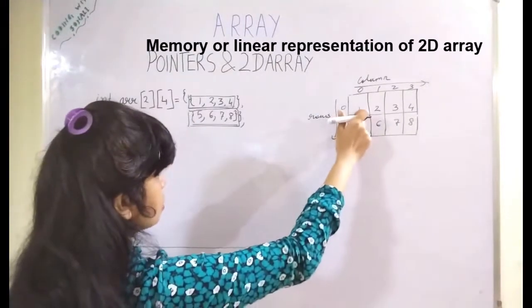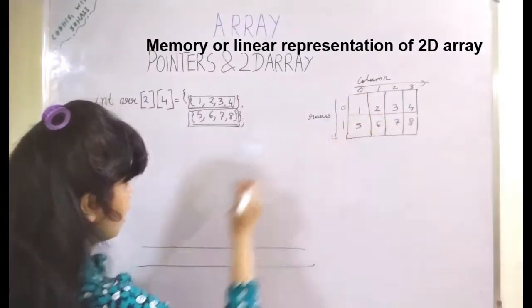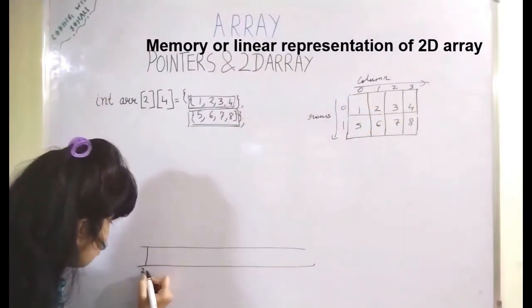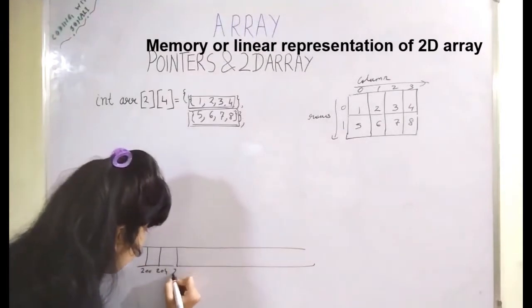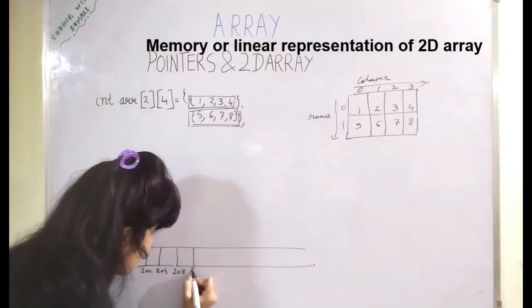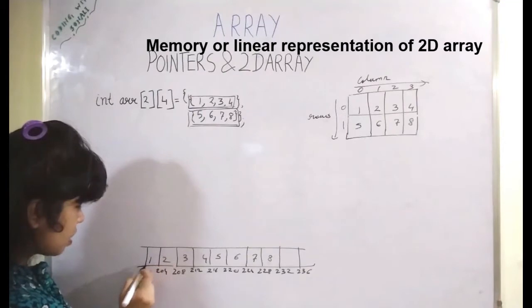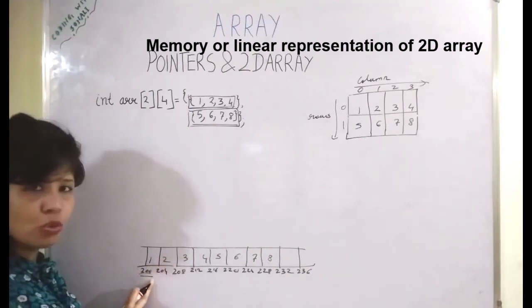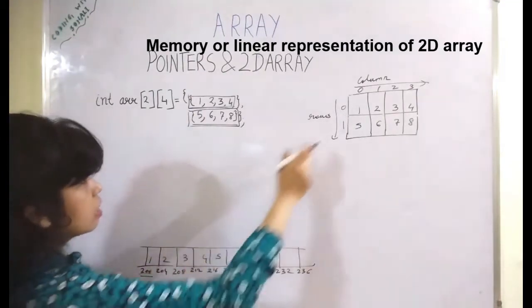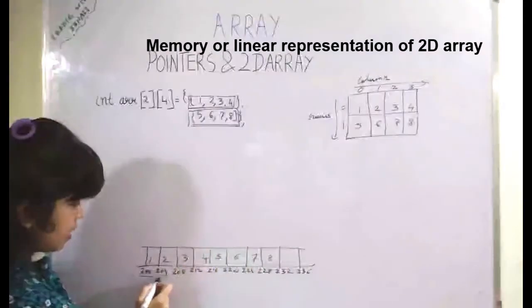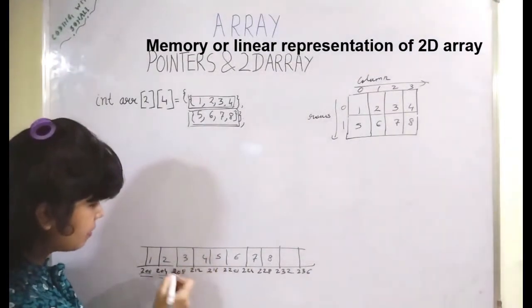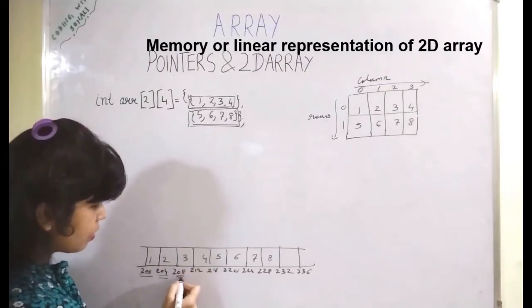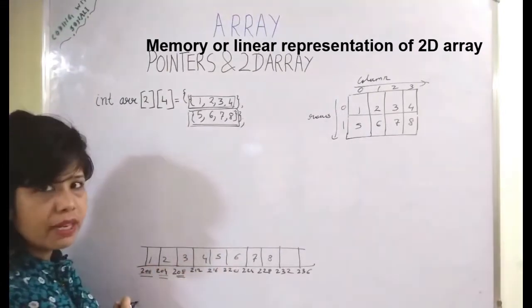Suppose the 0th element of your 2D array is placed at the address 200. The type of the element is integer, so it takes 4 bytes, and therefore the gap is 4 bytes. The element 1 is placed at the address 200, the next element, that is 2, will be placed at the address 204, and the next element will be placed at the address 208. So the distance of 4 bytes is there.